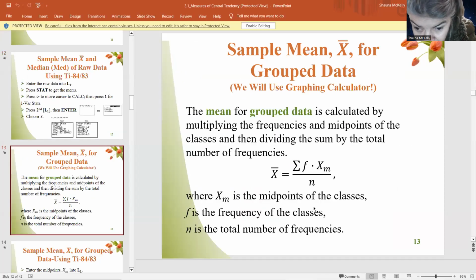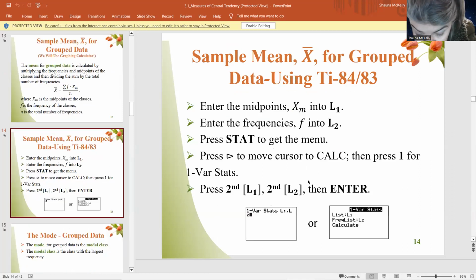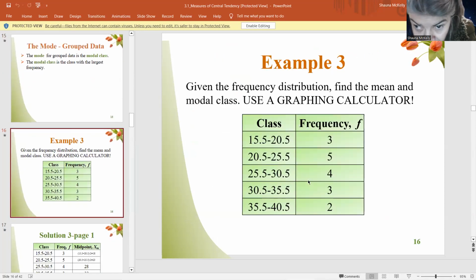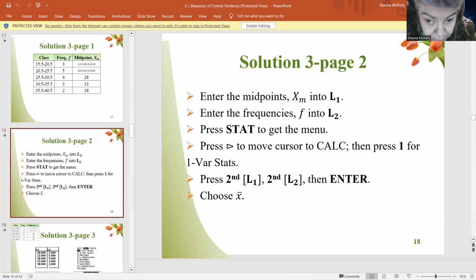So here, we're going to calculate the mean for group data. Here's my formula. We're going to take the sum of the frequency times the midpoint and divide by how many numbers there are, okay? And if you want to use the calculator, it's there for you. So here, she says use a graphing calculator, okay? This is going to be similar to what you did with ungrouped data in 3.2 when you were using the graphing calculator for that, all right?